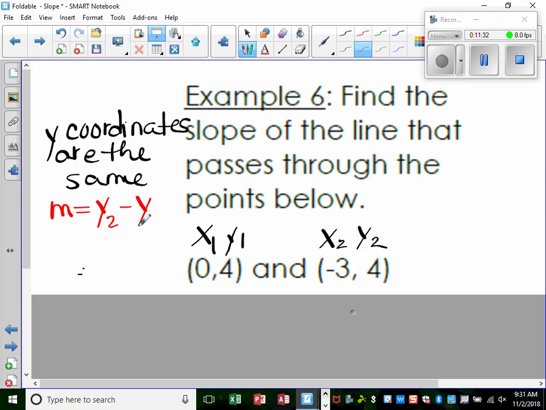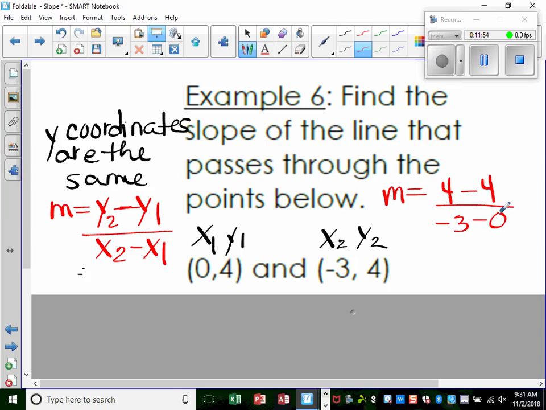So I always start off by writing the formula, because it helps me to know where to place the numbers. So I'm going to put it on this side. So y sub 2 is 4. Y sub 1 is 4. So 4 minus 4, because I'm using the minus that's in the formula, over x sub 2 is negative 3 minus 0. So when I do this, I'm going to get 0 divided by negative 3.